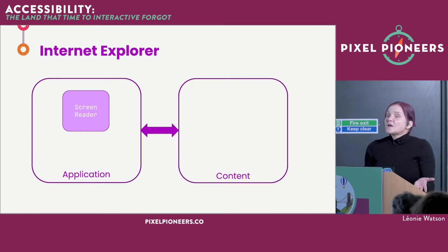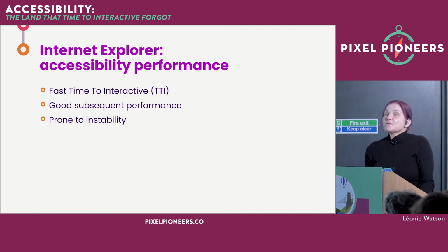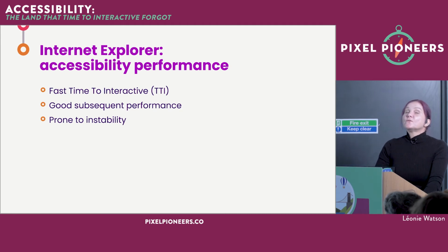So this had both good and bad effects. On the one hand, performance was actually really good because the screen reader had direct access to the accessibility tree. It could grab all the information it wanted about whatever was on screen, names, roles, states, the whole nine yards. So it was very, very performant in terms of accessibility performance.